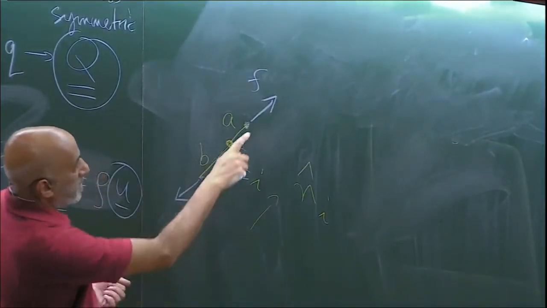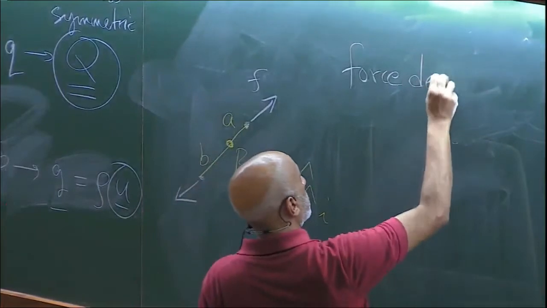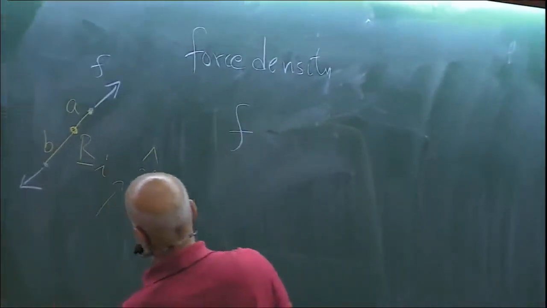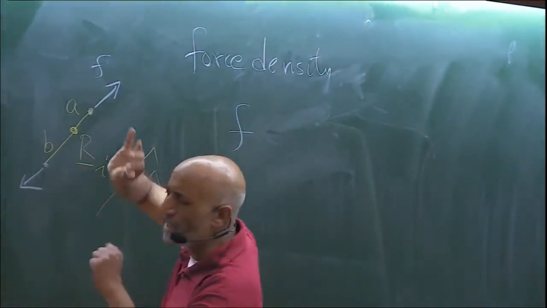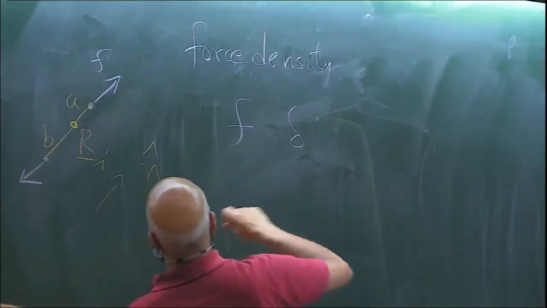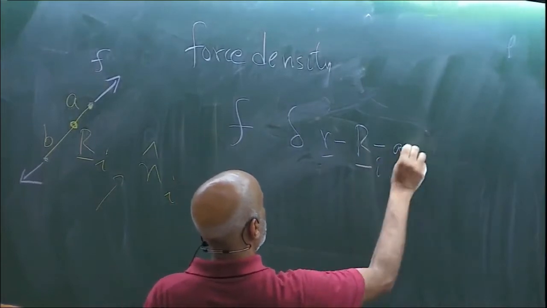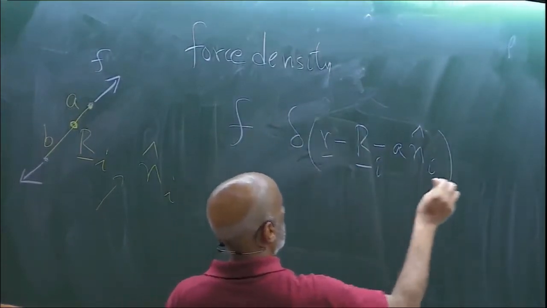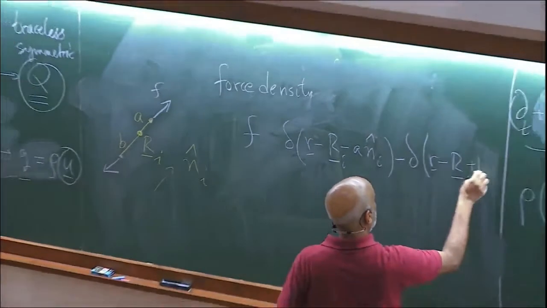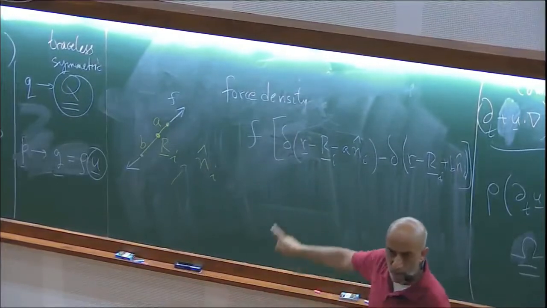Then clearly this pair of force densities of one such particle has a magnitude F, and in this simple, really elementary picture, it's the sum of two delta functions, one situated at R plus A N, the other at R minus B N. Right? Everybody agree with this?